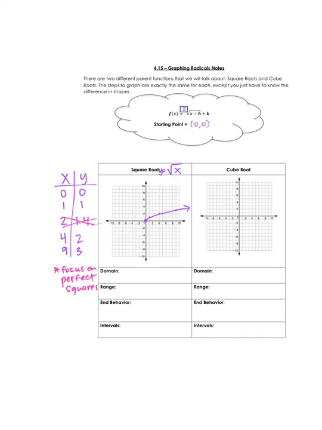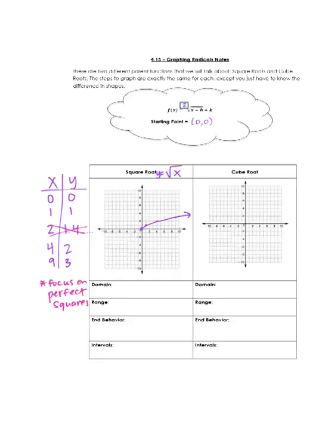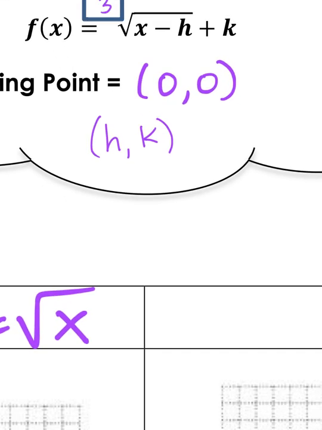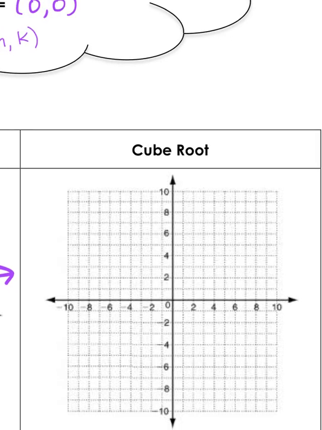Today's lesson is on graphing cube roots. So we're going to start off at the beginning like we did yesterday. The index is no longer going to be 2. My index will now be 3. My starting point for my parent function will still be 0, 0, but more specifically, my starting point is going to be h, comma, k. So we'll be able to see that from our equation. So let's take a look. Let's graph a cube root function.